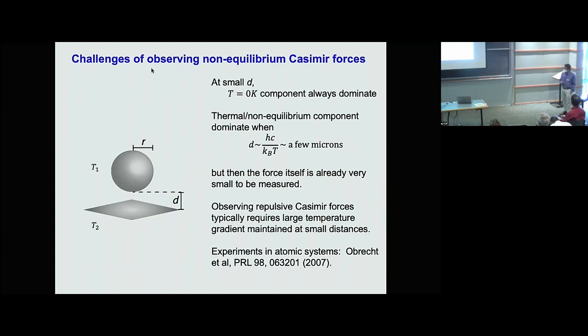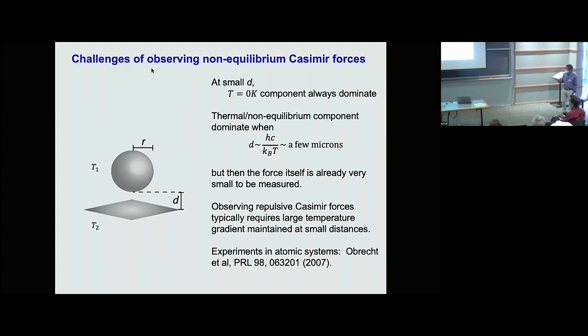And observing repulsive force on the non-equilibrium side typically also requires a large temperature gradient maintained at small distances. So the measurements of non-equilibrium Casimir forces have been relatively few.